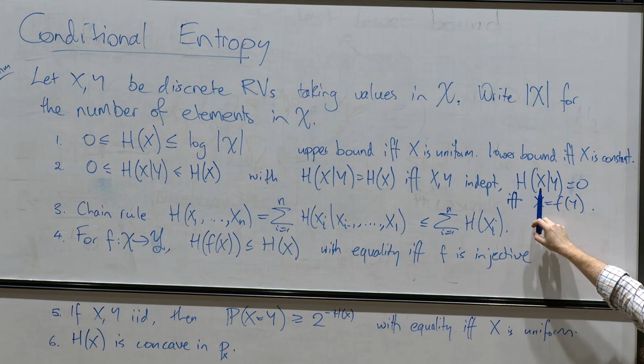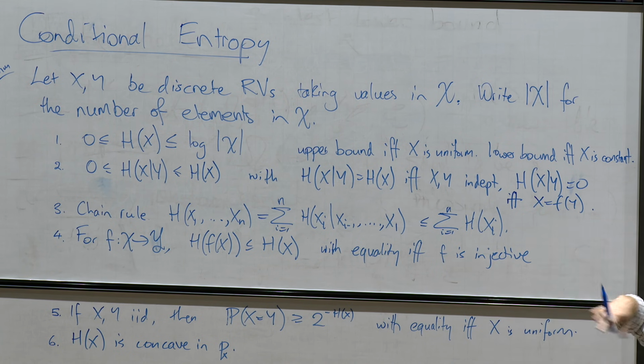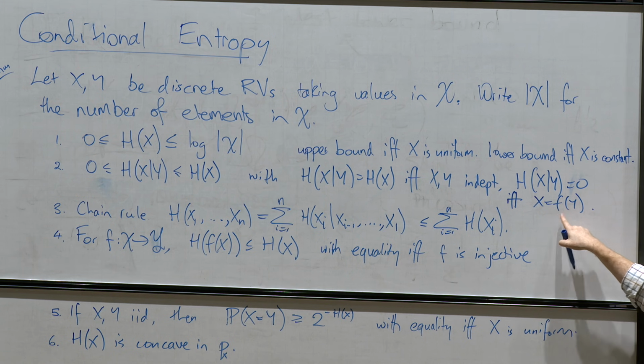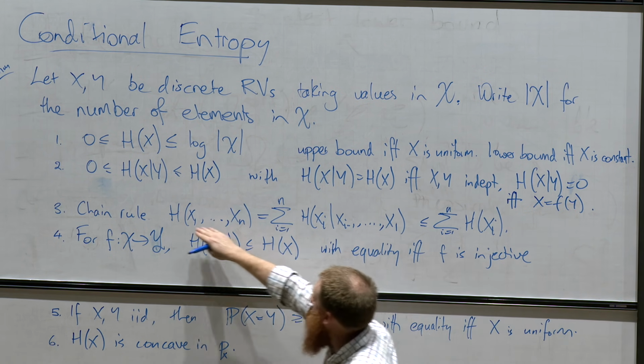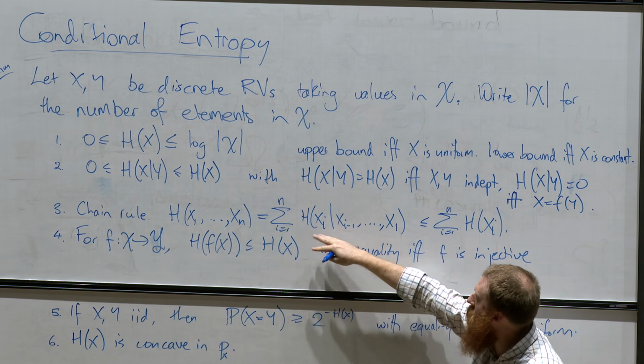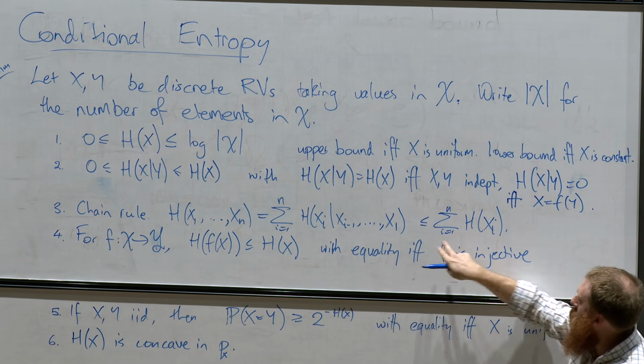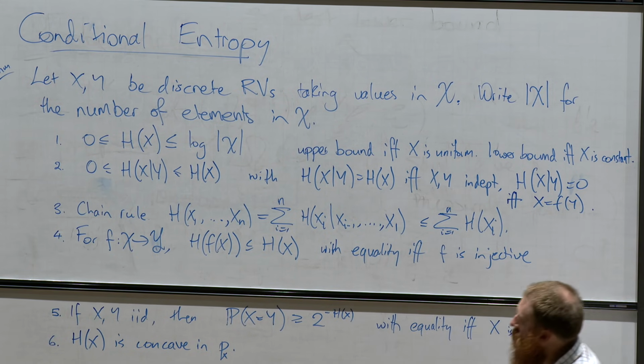And on the lower bound, the conditional entropy is 0 if and only if X can be written as some function of Y. There exists a function f such that for every state of the world, every outcome, this random variable is a function of this random variable. So I can take this random variable, do something to it, and get this one. The chain rule: the entropy of a sequence, some big vector, can be written as the sum of the conditional entropies of each term. And this is then bounded by the sum of the entropies.